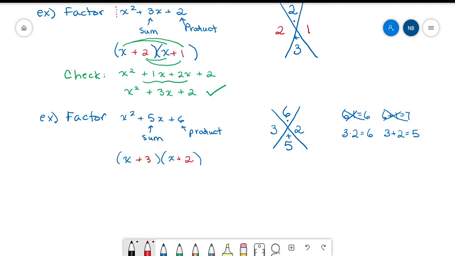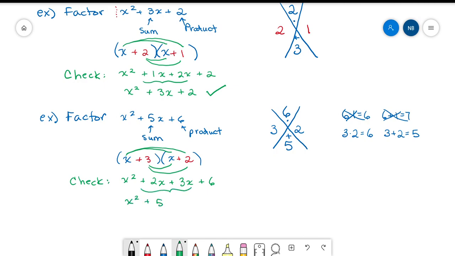that we just found. We check our answer by distributing or foiling. X times x is x squared. X times 2 is 2x. 3 times x is 3x. And 3 times 2 is 6. Combine like terms in the middle, and you'll notice you get x squared plus 5x plus 6, which is what we started with. So we did it correctly.